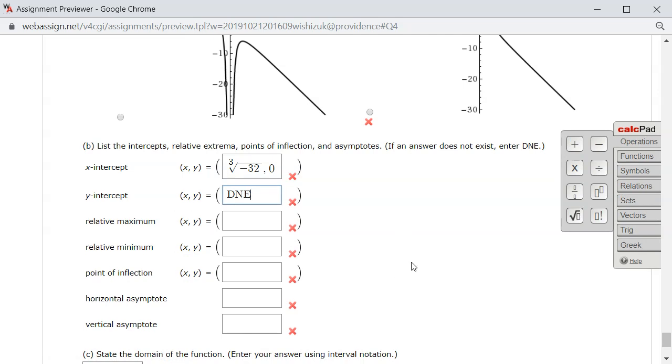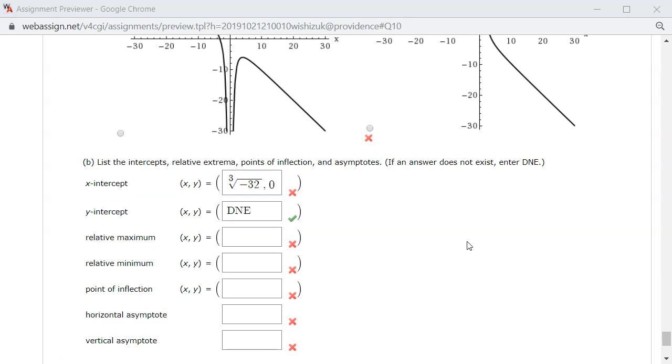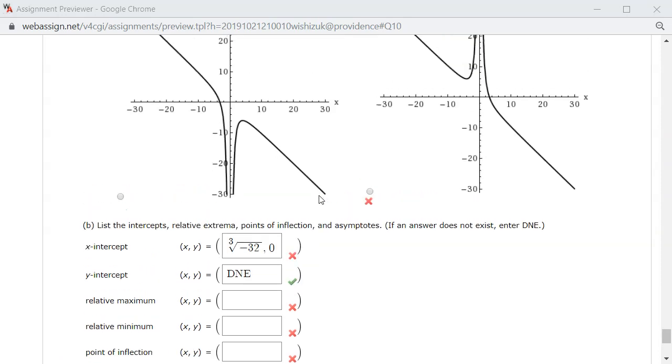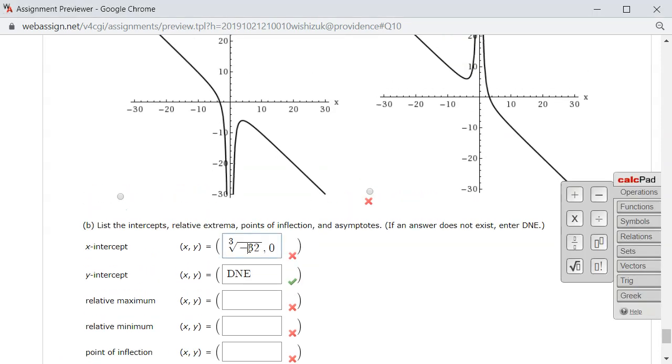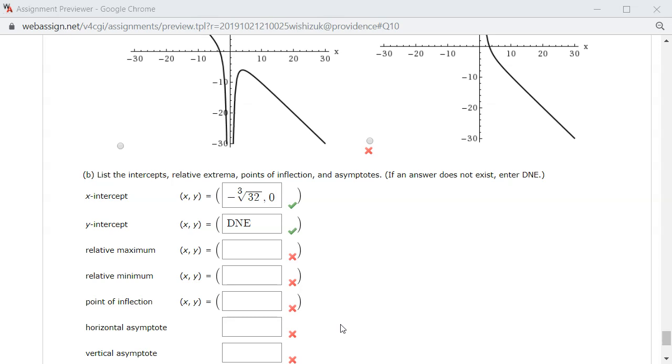Let's check the answer. I came back and it looks like the system didn't like my answer. Another thing I can think of is to put the negative sign outside. Let's check the answer again. It came back and I guess that was it. It took my answer for the x-intercept, and the y-intercept does not exist.